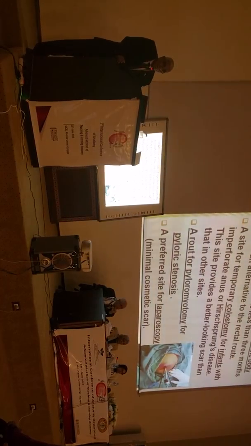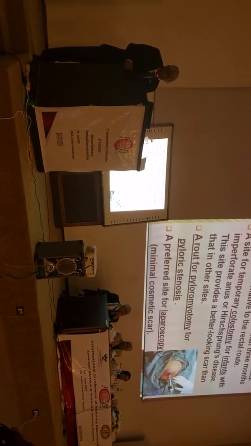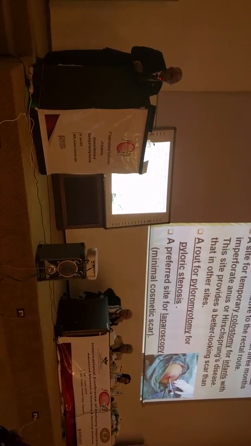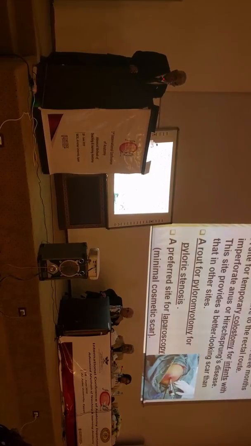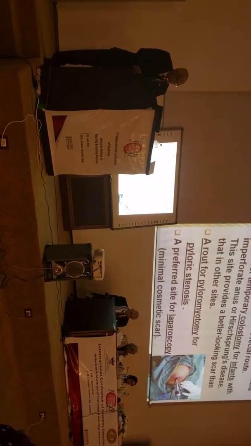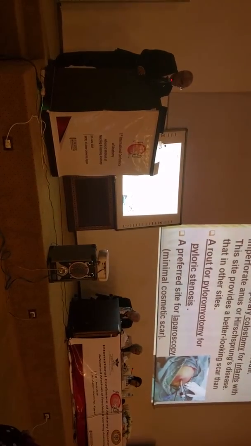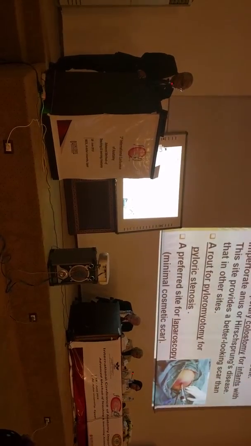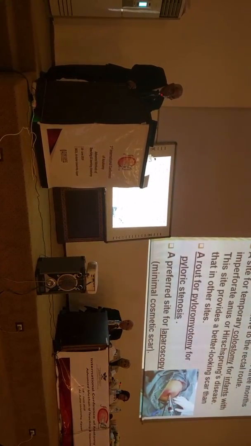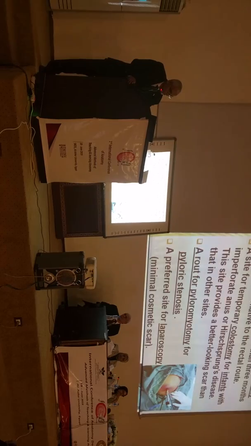Also, it is a preferred site for colostomy, and it leaves a more cosmetic scar, and it is a safe area to introduce the trocar of the laparoscope. Also, it could be used as a temporary colostomy for infants. For infants, we can do colostomy for infants with imperforate anus or Hirschsprung disease. This site provides a better looking scar. Also, it could be used as a route for pyloromyotomy for pyloric stenosis.